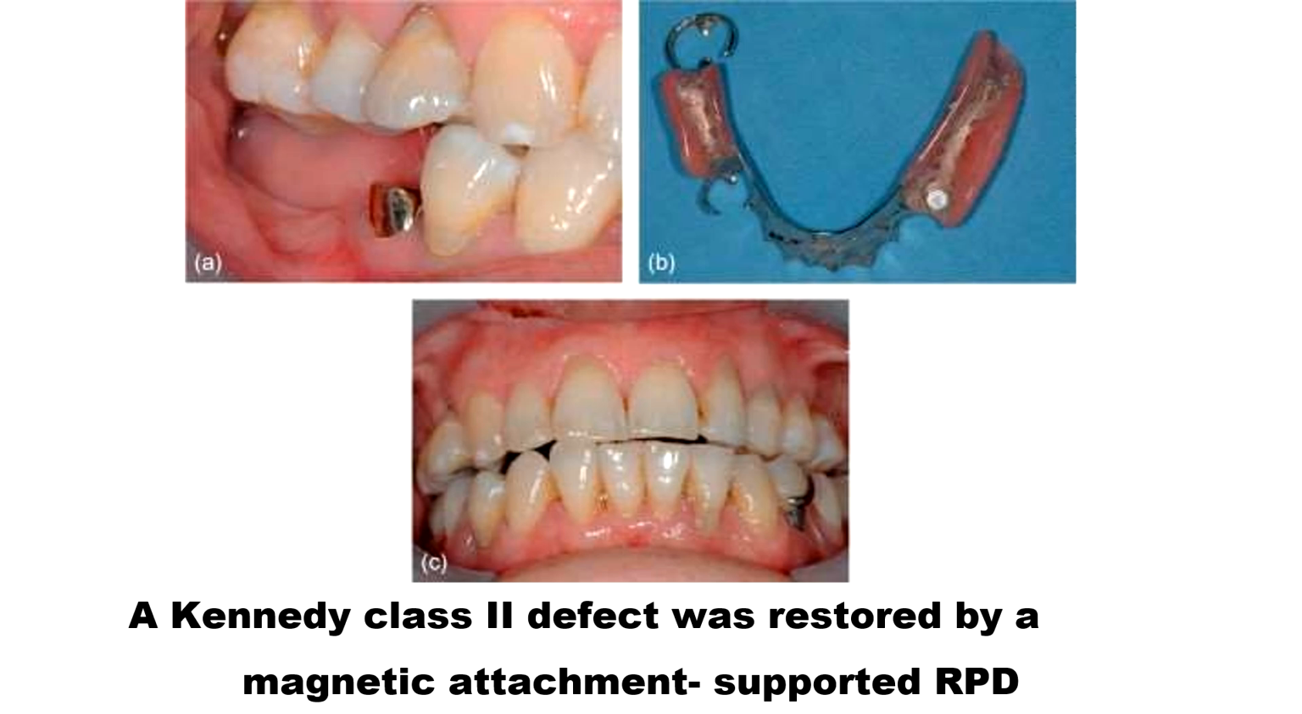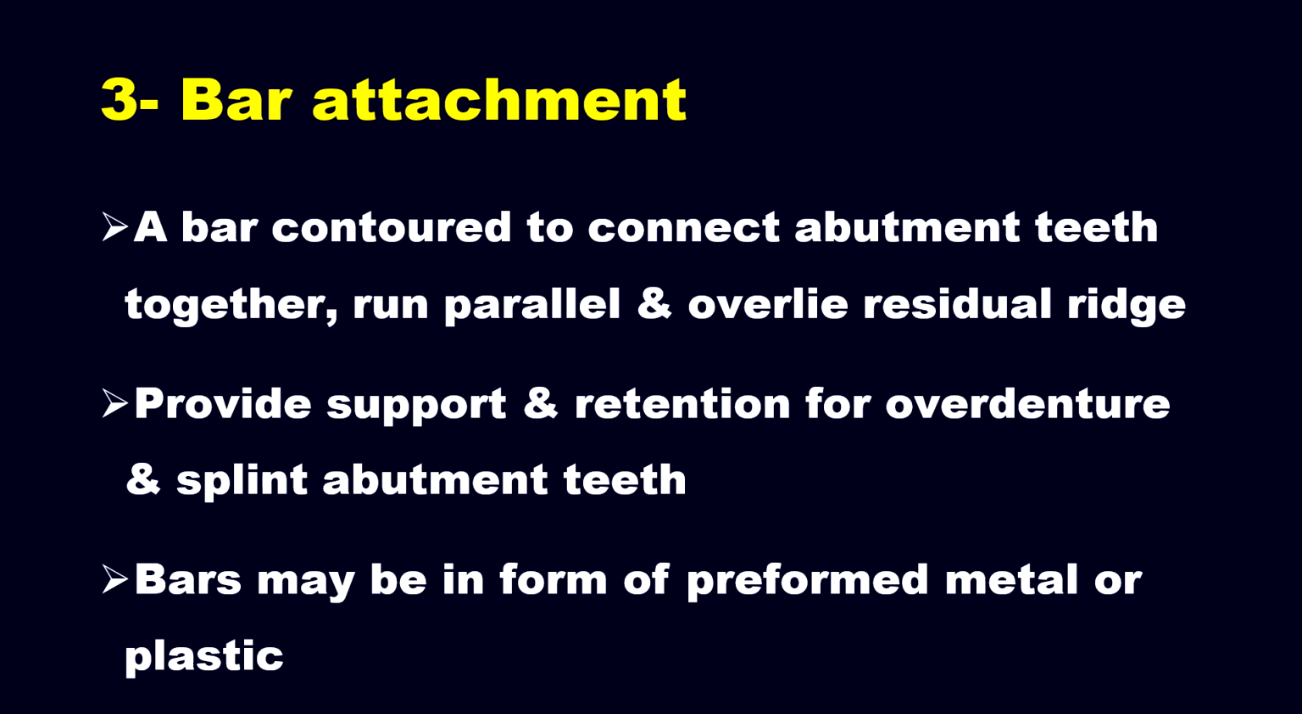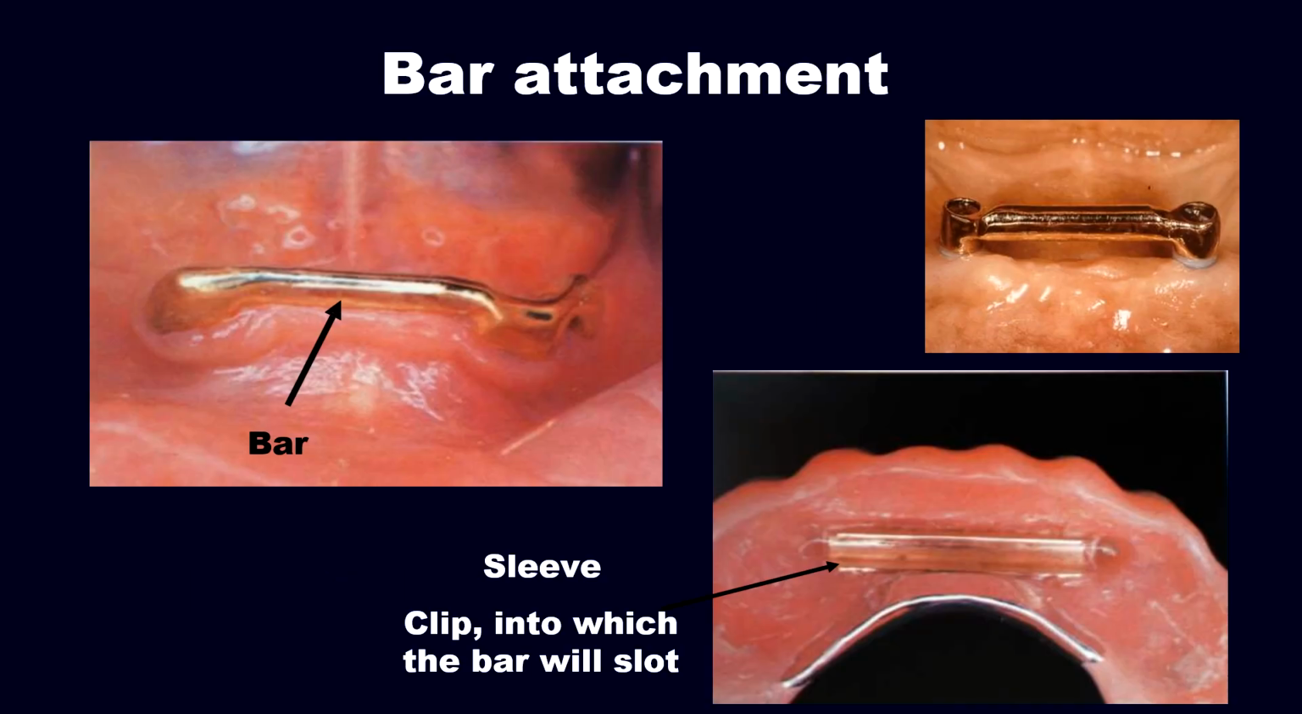This is a case where the magnet, which had started to defect, was restored by a magnetic attachment supported on fading. What is bar attachment? It's a bar formed by connecting the attachment teeth together, running parallel and overlaying the residual ridge, providing support and retention for the denture and splinting of the teeth. Bars may be formed of preformed metal or polystyrene. As you can see, the bar is a transverse line connecting teeth to each other.